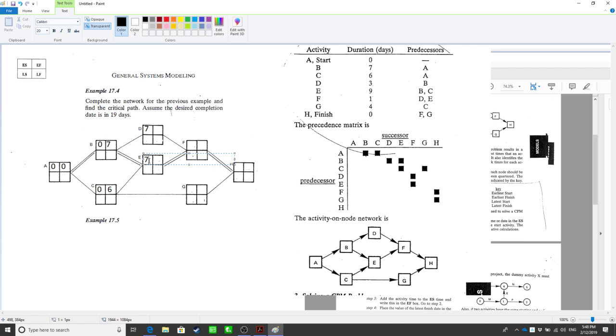Why is it now 8? I mean for D and E, why is the ES now 8? Because after 0 to 7, the next moment is 8. Oh, you mean the next moment. Actually, at the moment you finish B, you should be able to start D. You don't have to wait for another day. The earliest means the earliest possible.